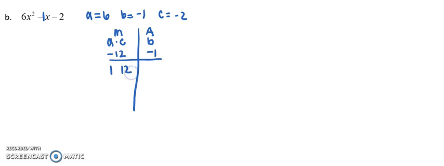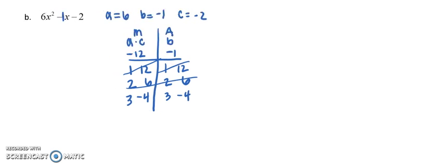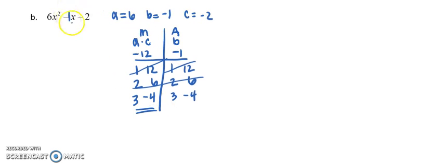1 and 12 multiply to give you 12, but they add to give you 13 or 11, so they won't work. 2 and 6 multiply to give you 12, but they add to give you 8 or subtract to give you 4, so they won't work. 3 and 4 multiply to give you 12, and they can add to give you negative 1, so let's discuss. If we've got to add them to get a negative 1, that means my 4 is going to be negative. Double check. 3 times negative 4 is negative 12, and 3 minus 4 is negative 1. So over here, we've found our two beautiful magical numbers. So instead of negative 1x, we're going to have positive 3x minus 4x.